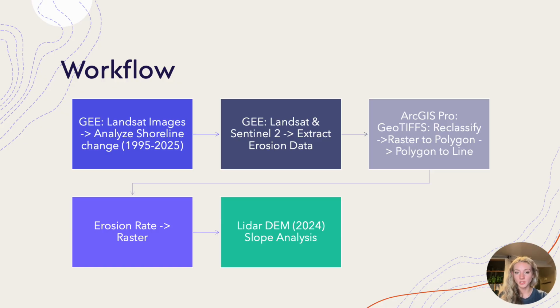I then took that raster data and converted it to a polygon and then polygon to line to get the shoreline edges. With the erosion rate I pulled from the Landsat and Centennial 2, I converted it into a raster data set. And then I pulled a LiDAR DDM from 2024 into ArcGIS Pro for a slope analysis.